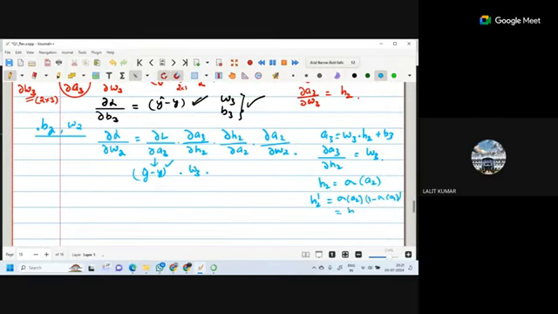And this is nothing but H2 into 1 minus H2. So here I get H2 into 1 minus H2. ∂A2/∂W2 will become H1, because A2 is equal to W2 into H1 plus B2. From here I get this value. Is this clear, this part?